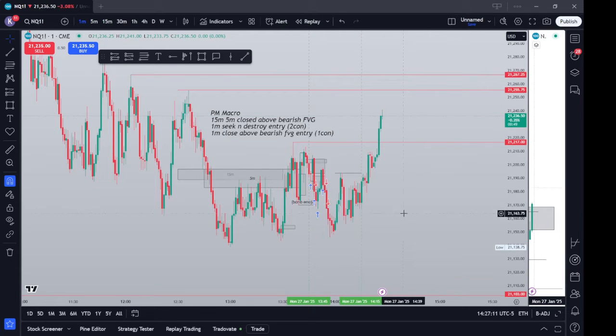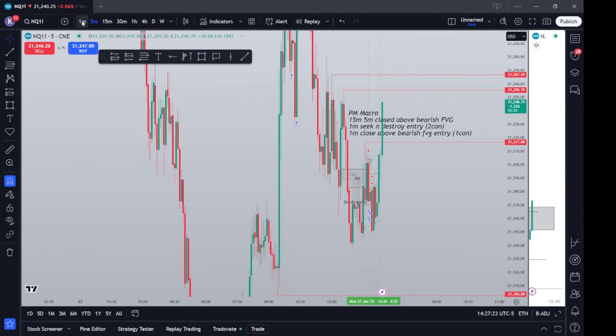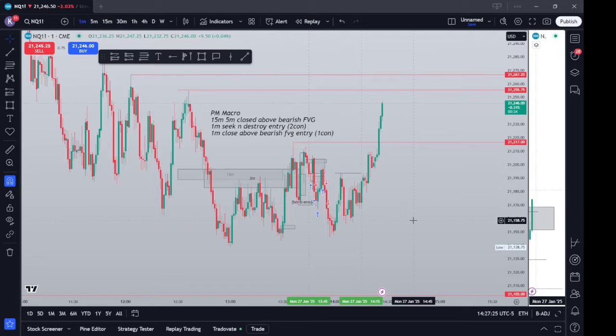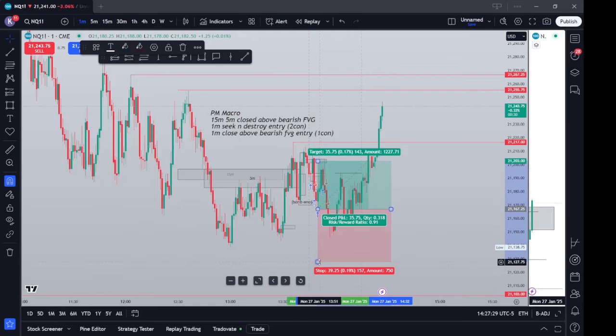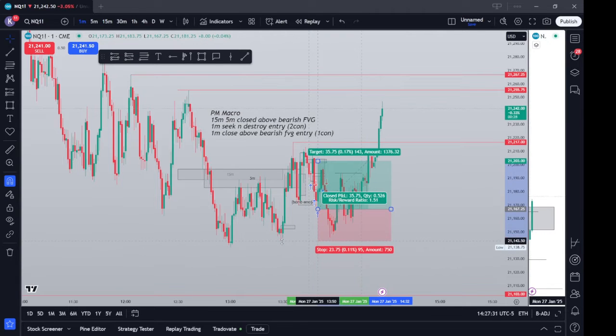Regardless though, these concepts do work. It's just putting them together with the bias, with the psychology, with the risk management. Doing those things is what's gonna help you. But it's actually crazy, I was right about this. You can see where my stop loss was here, but when I entered here, it moved my stop loss up.